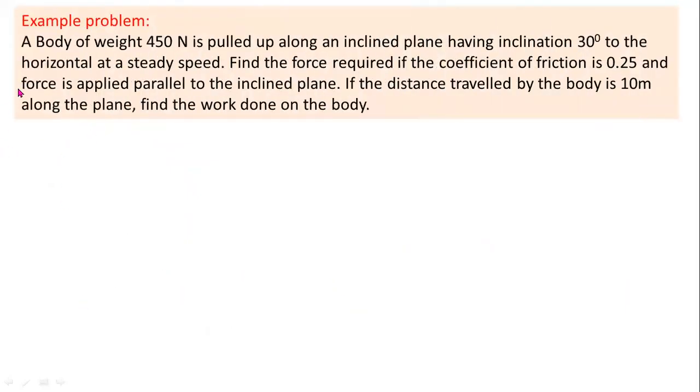Now coming to another example. A body of weight 450 newtons is pulled up along an inclined plane having inclination 30 degrees to the horizontal at a steady speed. Find the force required if the coefficient of friction is 0.25 and the force is applied parallel to the inclined plane. If the distance traveled by the body is 10 meters along the plane, find the work done on the body. So this is the given question.